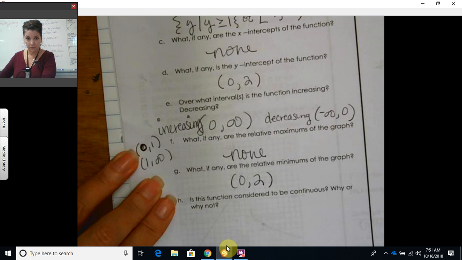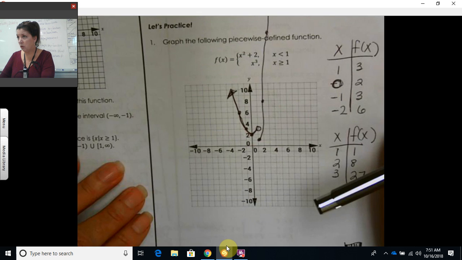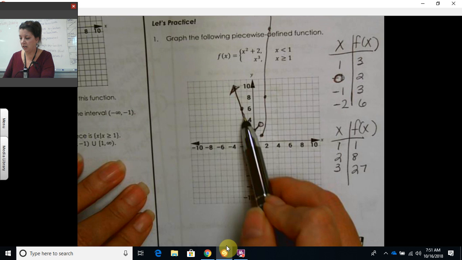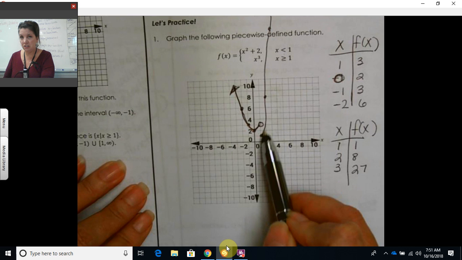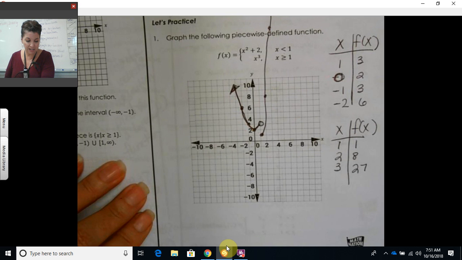Is the function considered to be continuous? No, it's not. And it said why? So the way I explained it to y'all is, if you take your pencil from one side of the function to the other, if it's continuous, there won't be any jumps to get to the next function, right? But obviously we have jumps. The technical reason would be because as x approaches from the left or the right, the function approaches different points.